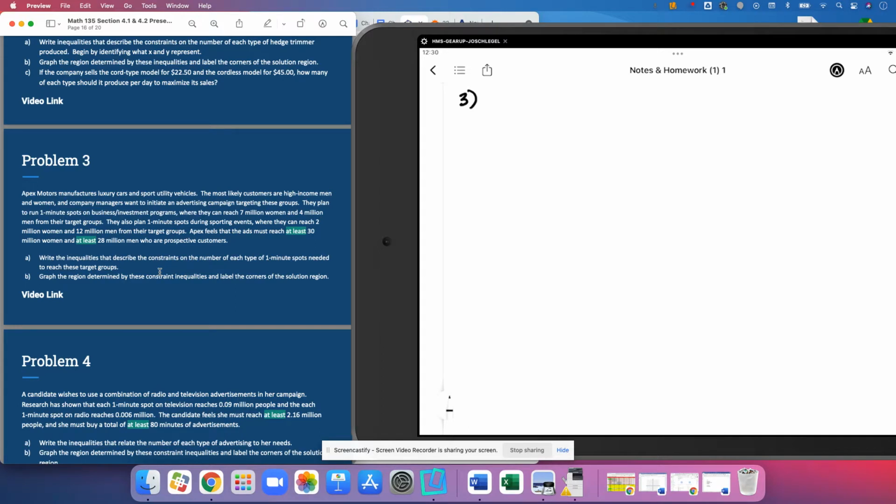We've got Apex Motors, which manufactures luxury and sport utility vehicles. The most likely customers are high-income men and women, and company managers want to initiate an advertising campaign targeting these groups. Pardon me, I've got the hiccups.